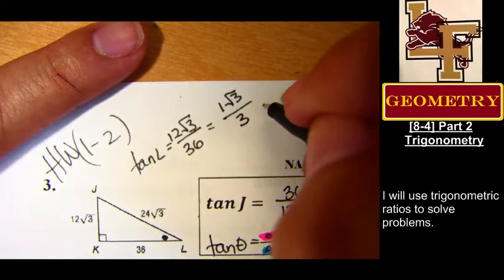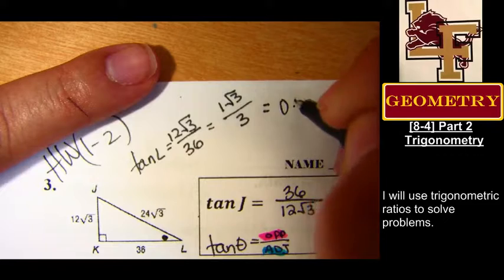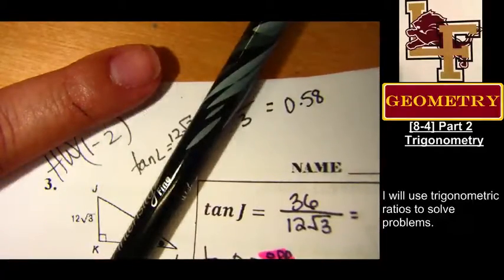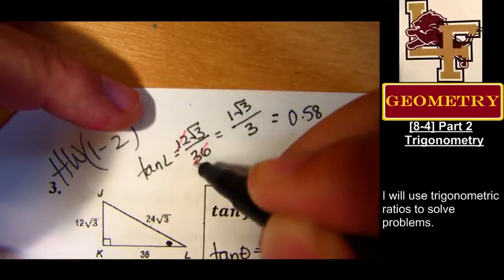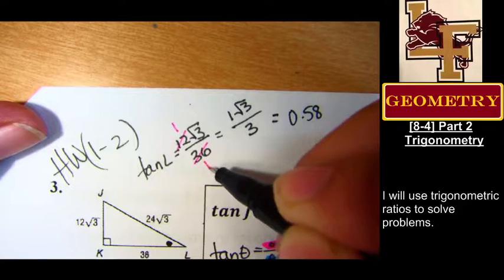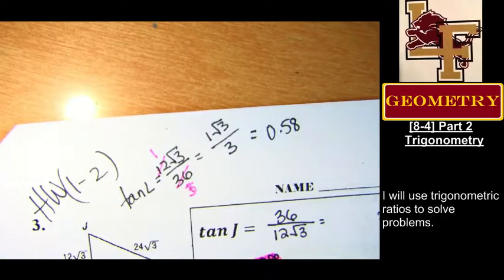And I can stick that in the calculator and get a number. 0.58? Okay, I'm going to believe you because I didn't type it. Why did I put a 1 in front of the square root? That's a fantastic question. I reduced this fraction and realized that both of these could be divided by 12. So 12 divided by 12 is 1. 36 divided by 12 is 3. All right. So you should now feel comfortable enough to do number 1 and 2 in your homework.